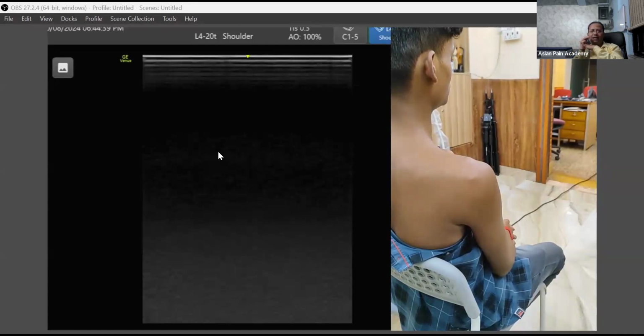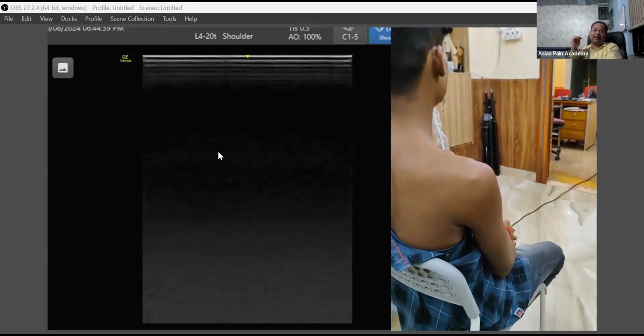But mid-substance tear can be a bit proximal because there is a critical zone concept. 1 centimeter proximal to the insertion, where the insertion is that Bartwick appearance, 1 centimeter proximal to that is the critical zone. Most of the tear is found there. Even in the tendinosis area also you can find. Picture is different. Picture is not same.